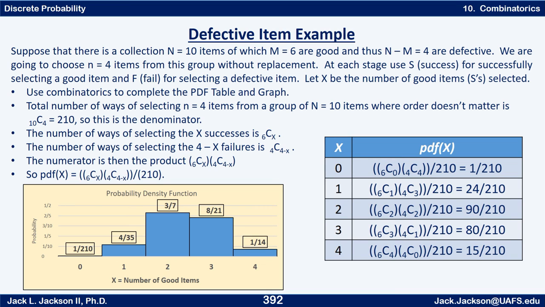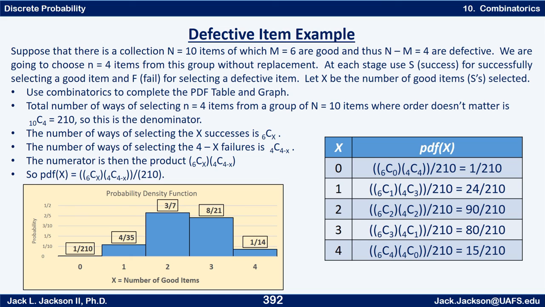successfully good items. 6 choose 3 times 4 choose 1 is choosing our 3 successful items and our 1 bad one for a total of 4 items. That's 80, and it's over 210 for our probability. So the probability of X equals 3 is 80 over 210. And then finally, for 4 items, it would be 6 choose 4 times 4 choose 0, which is 15, divided by 210, is 15 over 210.